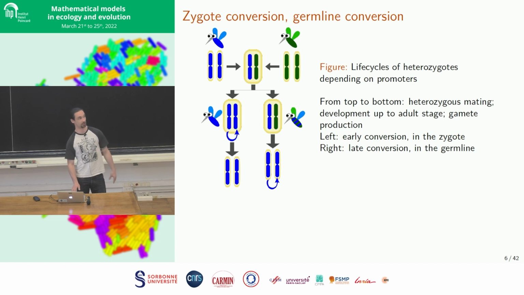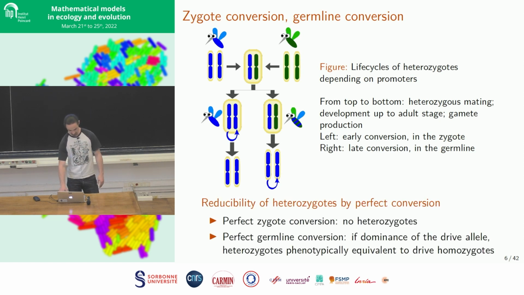On the right, you have the other case, where the heterozygote lives on as a heterozygote individual, and then only produces drive gametes. So it's a late conversion in the germline. What you need to observe right now is that there are 2 special cases where you can remove heterozygous populations. The first case is when you have conversion in the zygote with 100% chance of conversion. In this case, you have actually no heterozygote in the population.